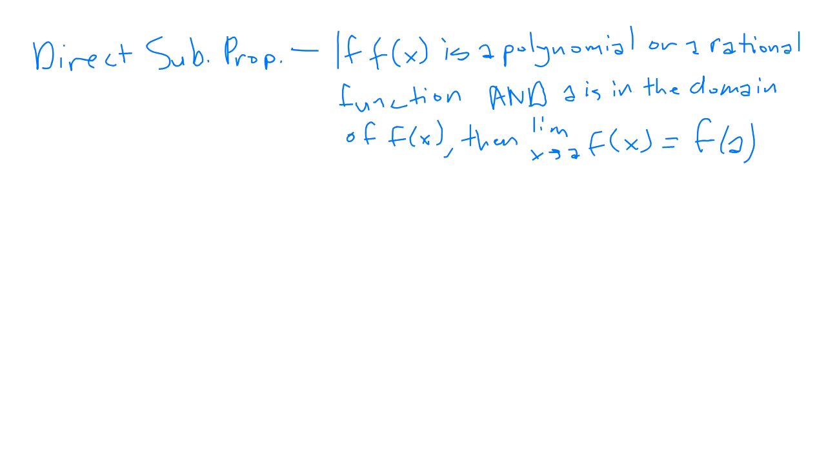So for example, 1 over x is considered a rational function since 1 is a function and x is a function. But in the function 1 over x, 0 is not in your domain. So for example, if they wanted you to find the limit as x approaches 0, you cannot use direct substitution in that. You would have to use your limit properties and find that.